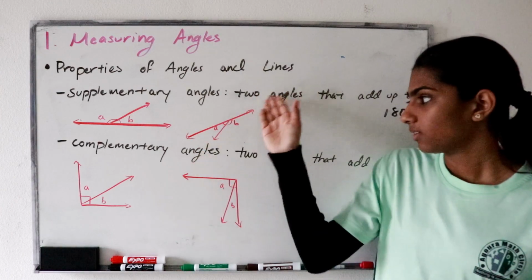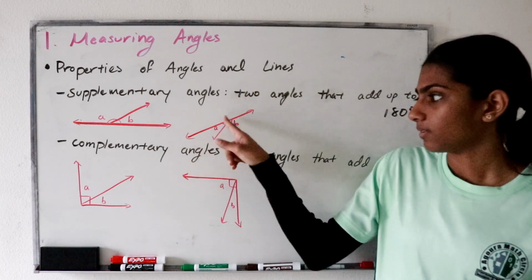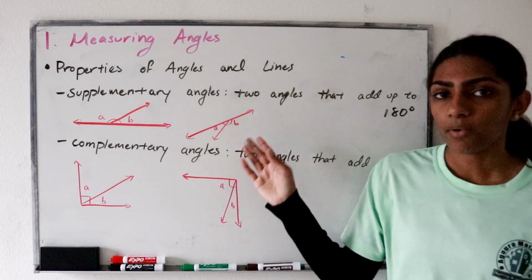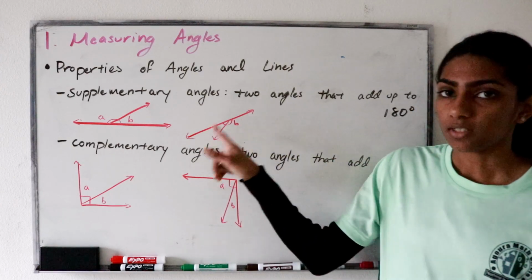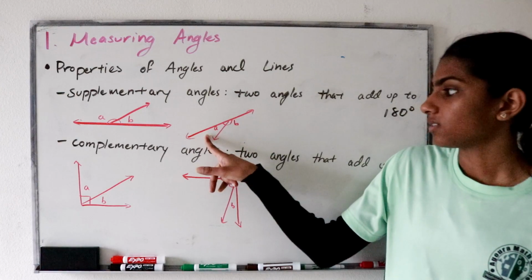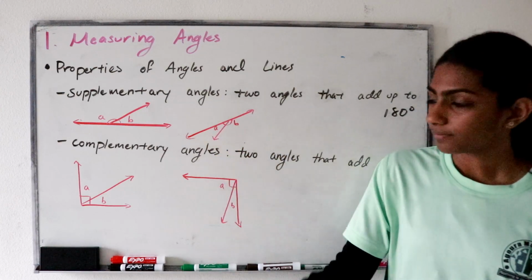Same right here. We see the straight line, and we see the 2 pieces that it's cut into. Angle A, angle B, and they both add up to 180. Now each angle is going to be called the supplement of each other. So A is a supplement of B, and B is a supplement of A.